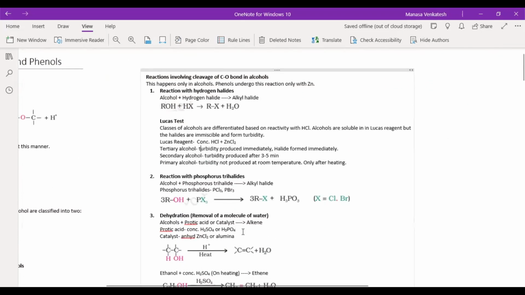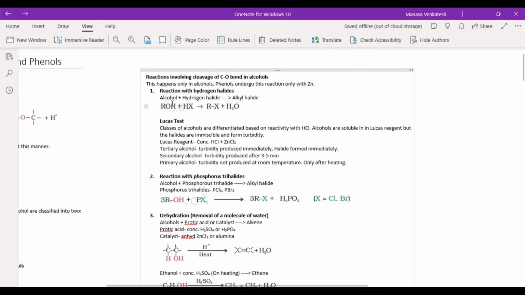Next, let's look at the reactions that involve the cleavage of the C-O bonds. So first is the reaction with hydrogen halides. So ROH, which is an alcohol, is reacting with a hydrogen halide to give us an alkyl halide plus water. Pretty simple, right? So this is very important. It's called the Lucas test. So the Lucas test consists of something called the Lucas reagent, that is concentrated HCl and ZnCl2.